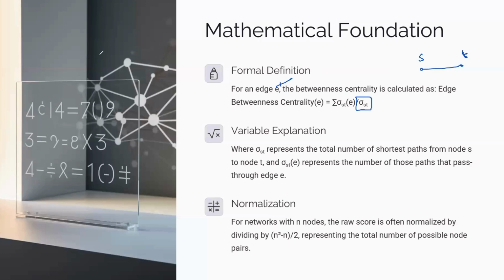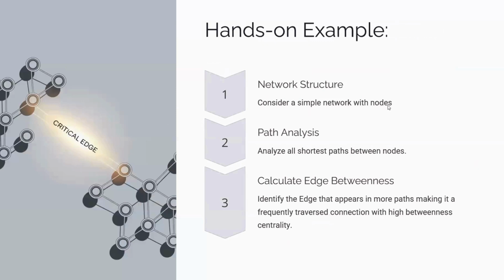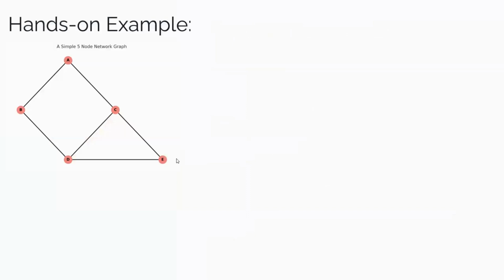Right? So let us do this computation manually by considering a very, very simple network. Step number one, we need to have a network. Then we analyze all the shortest paths between the node pairs. Then we consider the edges which appear in the majority of these node pair connections. So let's stop talking and do the computation. Let's take a simple network. This is our network, a 5-node network.